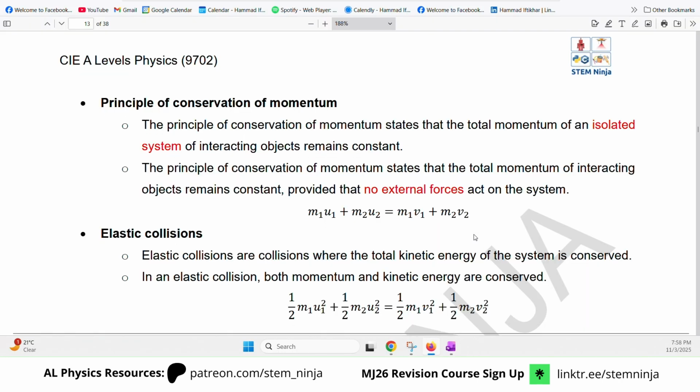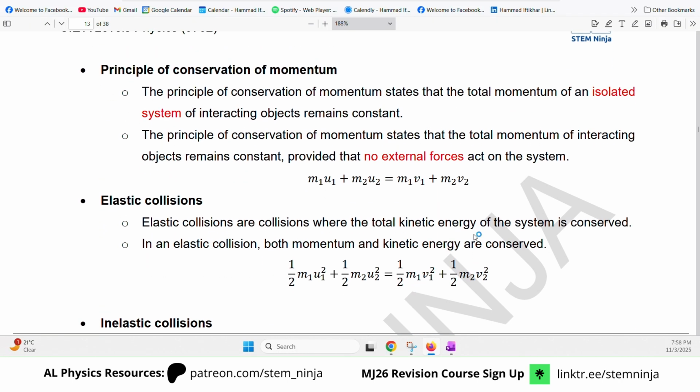Just to show you, in the formulae and definitions booklet for AS, we have this written over here. So in both of these cases, the principle of conservation of momentum states that the total momentum of an isolated system, or no external forces act on the system, you can choose your word, but the total momentum of the interacting bodies remains constant.